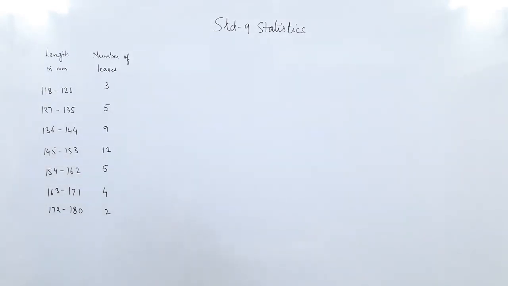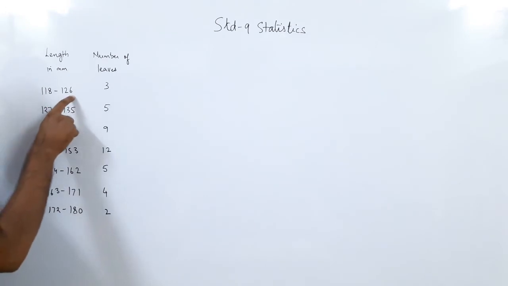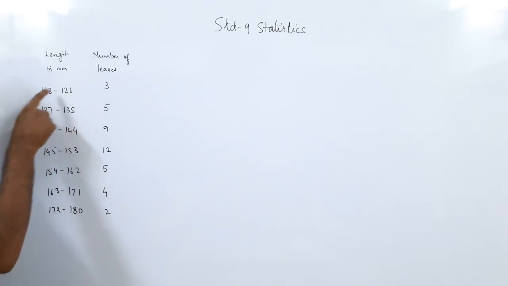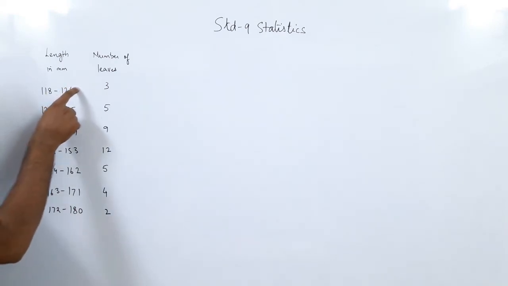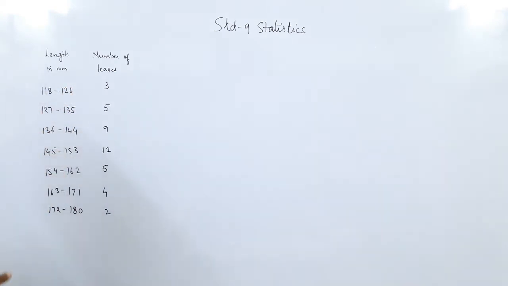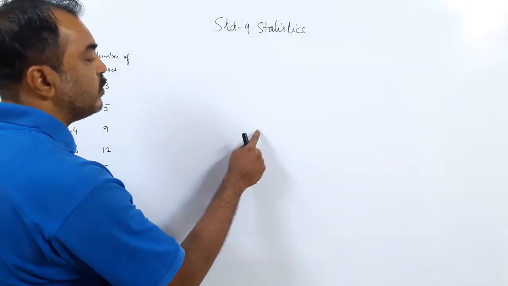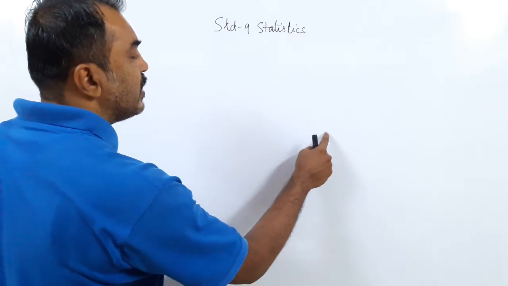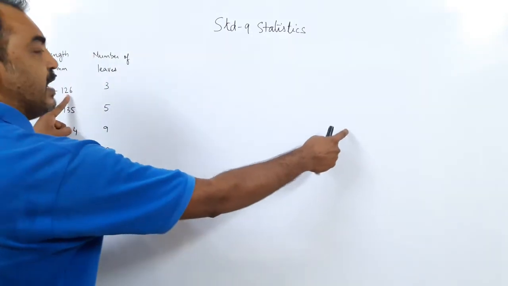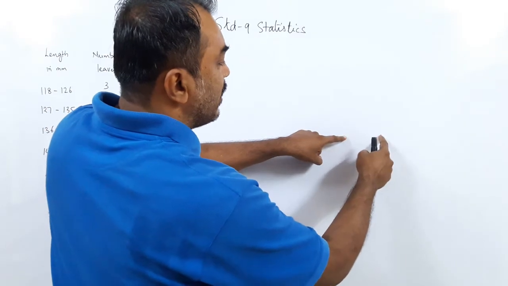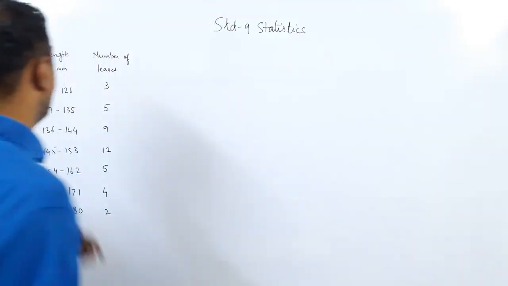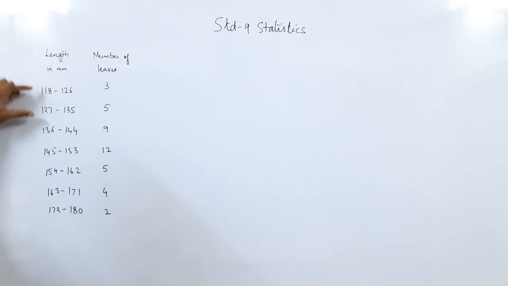But you know, in a histogram, the data has to be continuous. Here the data is not continuous. How do you know? It goes from 118 to 126, and from 126 it jumps to 127. So there is a gap of 1. If you go 118, 119, 120, 121, 122, 123, 124, 125, 126, it ends at 126, but then there is a jump, and here it starts 127, 128 and so on. So you can see there is a gap. A histogram should not be discontinuous, it has to be continuous.